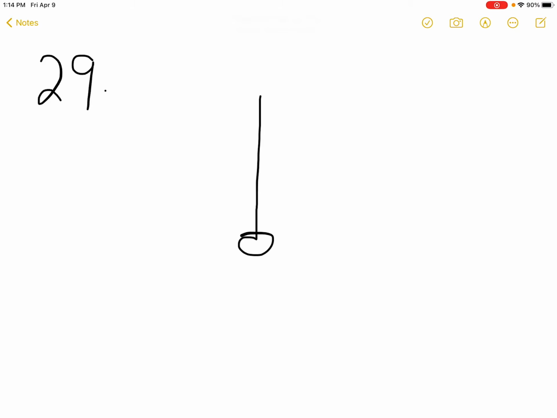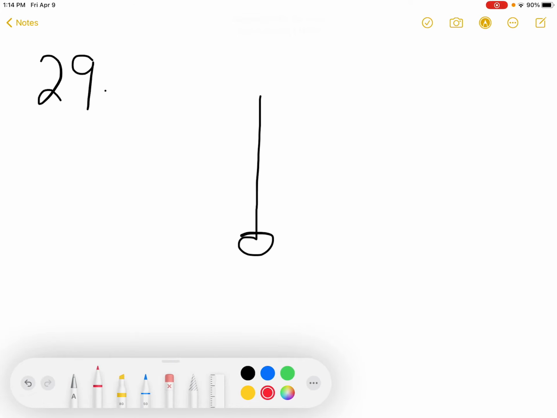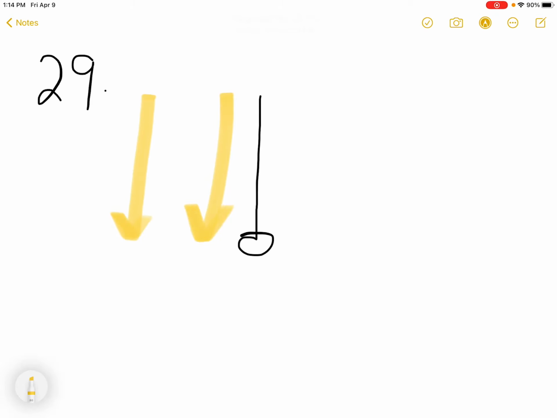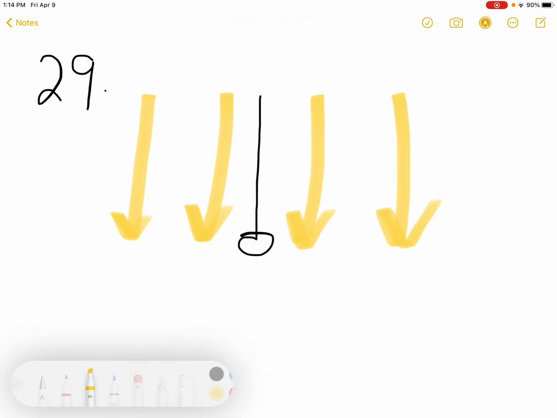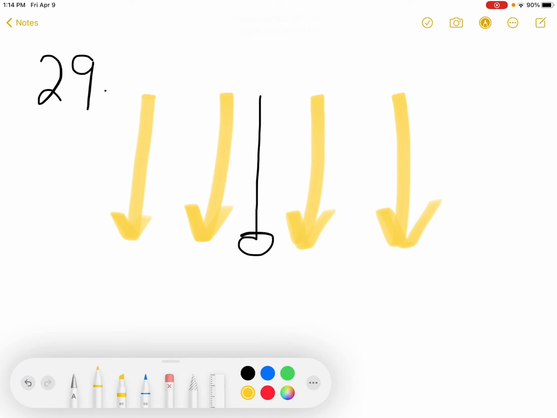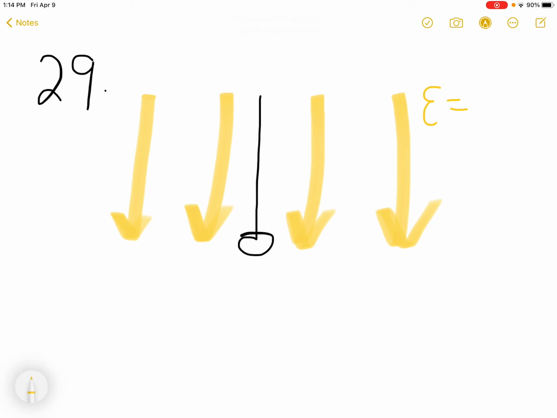So what I'll do is take another color here. Let's do red. So our field is sort of going down like this. There's our field. Okay, so that field is E, and according to the question, it's 300 newtons per coulomb.